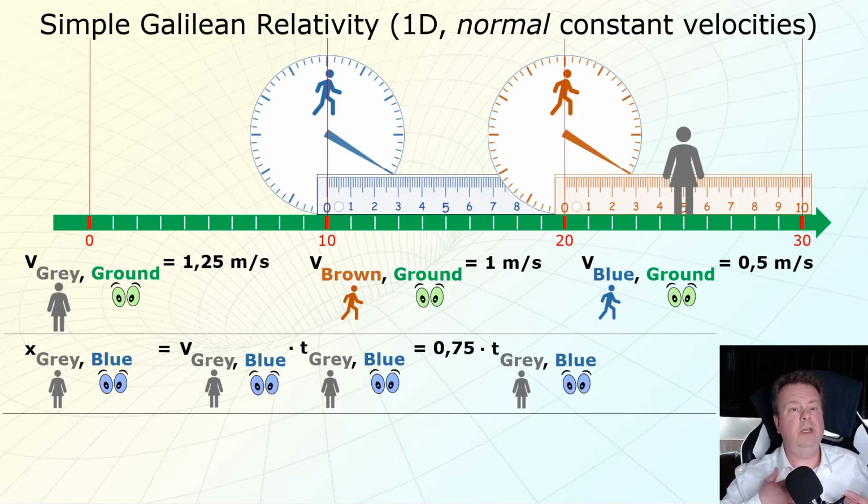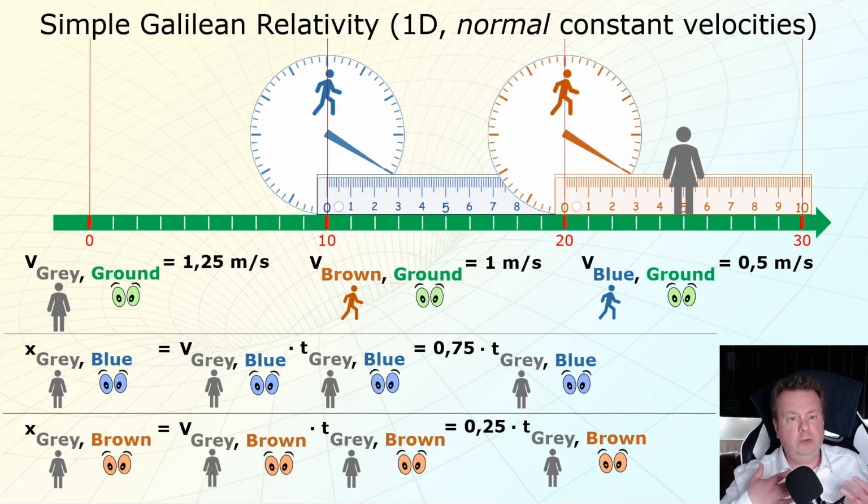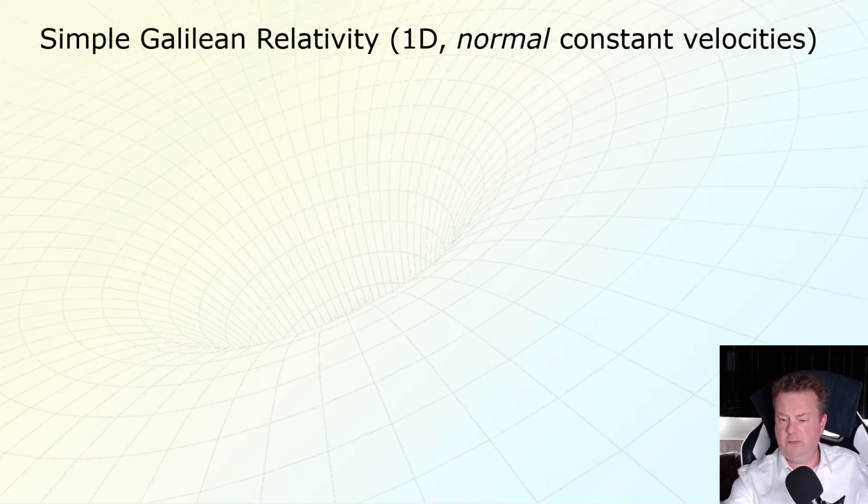And in this case, it's 0.75 multiplied by the time. 0.75 is the overspeed the gray woman has on the blue observer. And of course we can do this for the brown observer as well, and the overspeed there is 0.25. If you look at the relative velocities relative to the ground, you can probably come up with these equations. So this is everyday Galilean relativity.